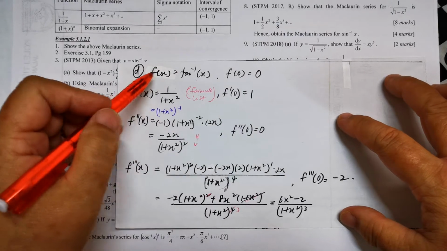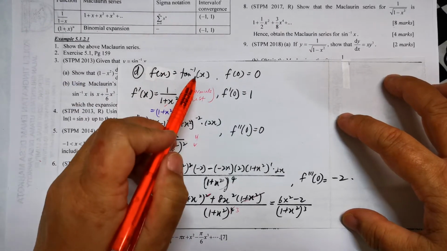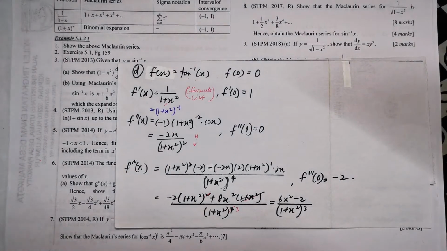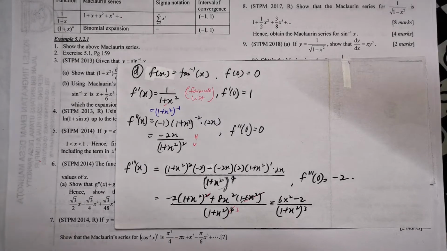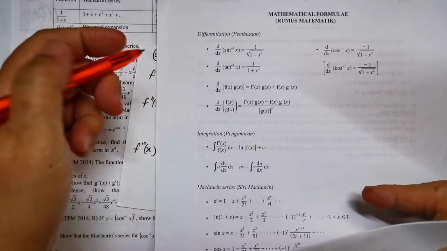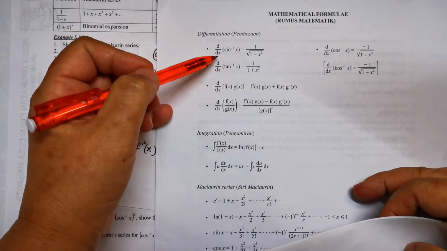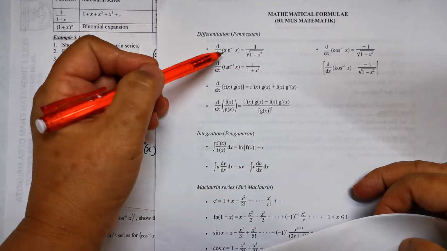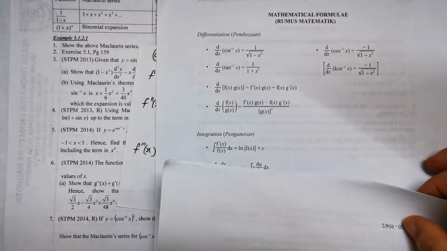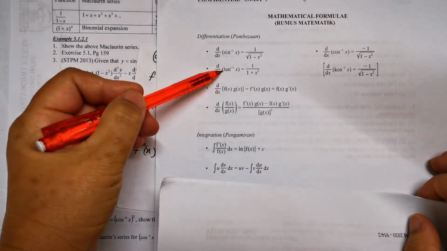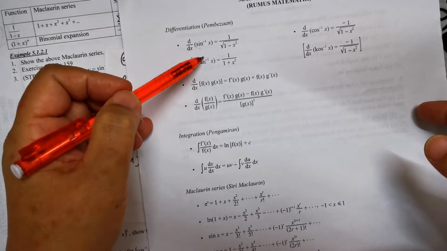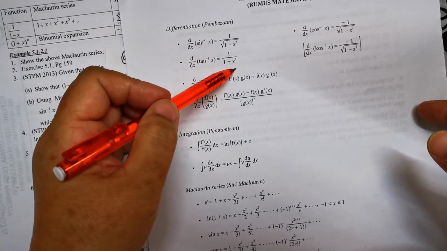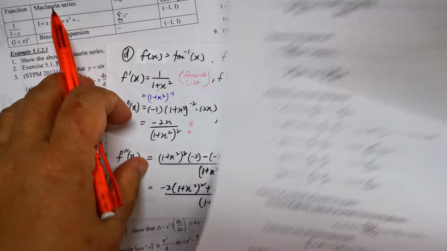Then I differentiate. The differentiation for arctangent, arccos, and arcsine, remember, is given in your formula list. When we learned chapter 2 differentiation, the answers for these are given: differentiate arcsine, differentiate arccos, and differentiate arctangent. So we just refer to the formula list. Differentiate arctangent is 1 over 1 plus x squared. Just copy from here.